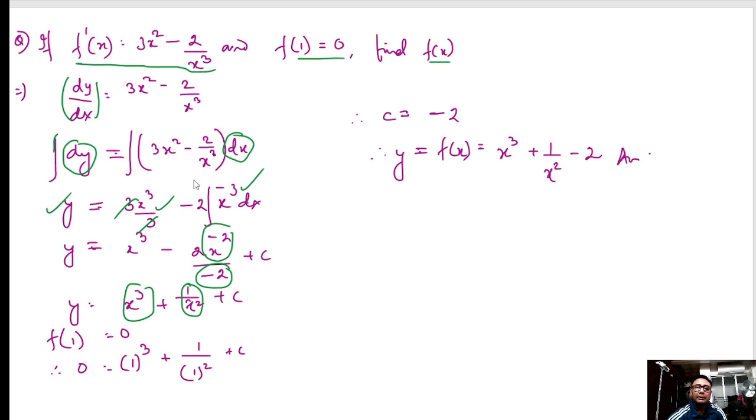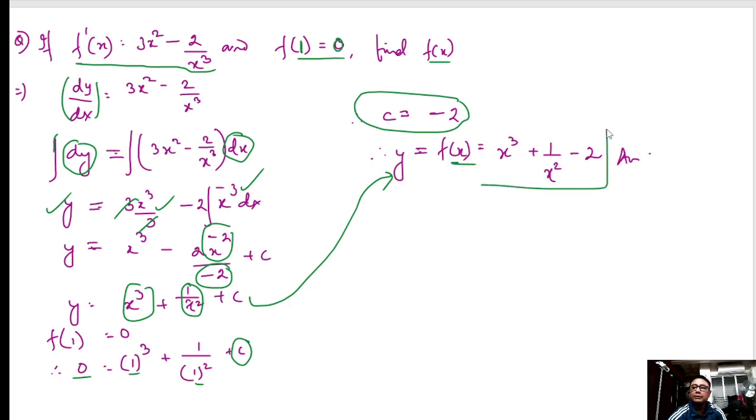Now they are telling that if x is 1, the y will come 0. So putting y as 0 and in place of x we are putting 1. So we are getting the value of c, which is coming minus 2. So this equation now properly written as fx equal to x cube plus 1 by x square minus 2. So this was our fx equation.